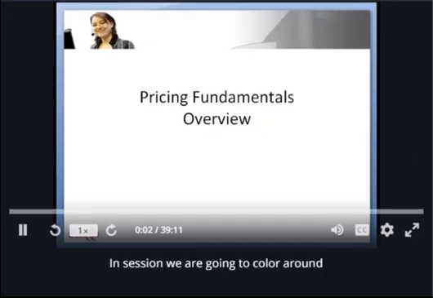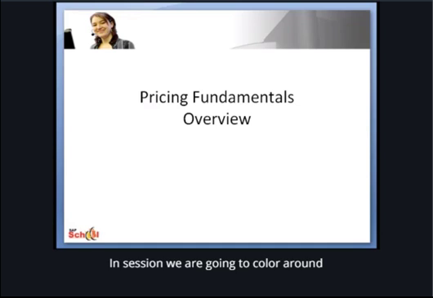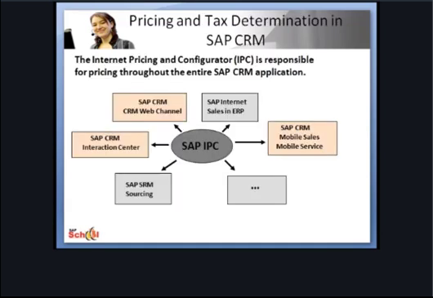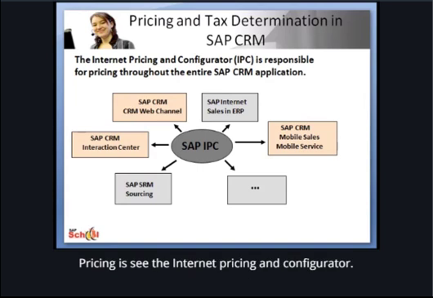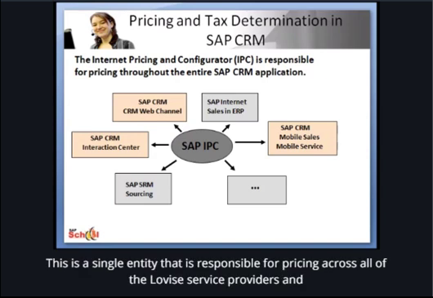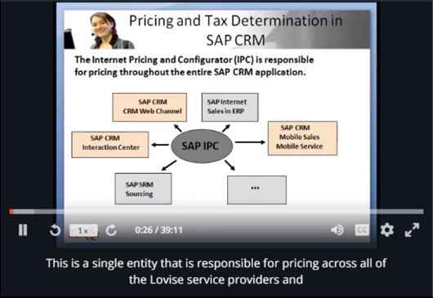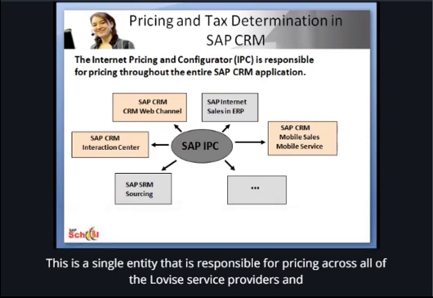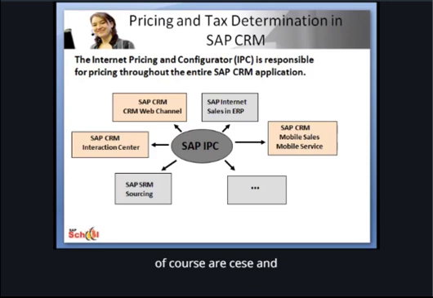In this session, we are going to cover pricing in CRM. The key thing about pricing in CRM is the IPC, the Internet Pricing and Configurator. And this is the single entity that is responsible for pricing across the whole of the CRM system, be it mobile service, mobile sales, web client, e-commerce, or sales in ERP as well.